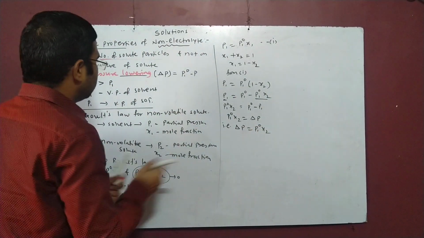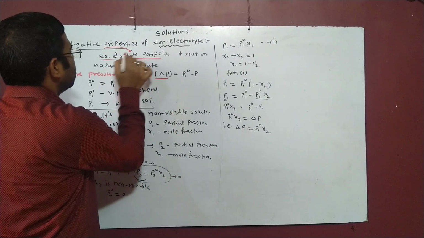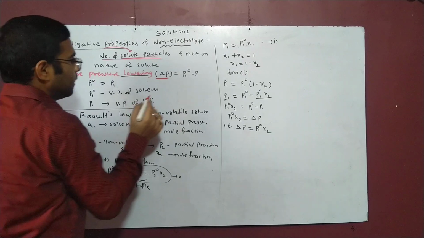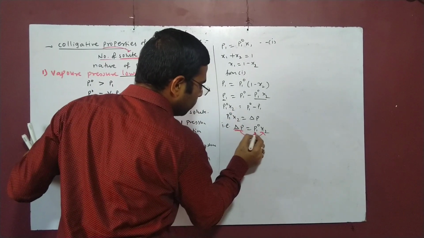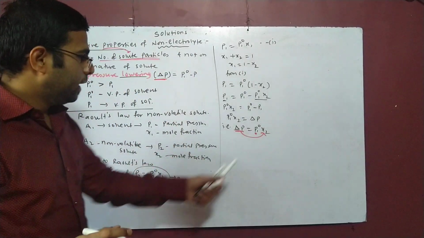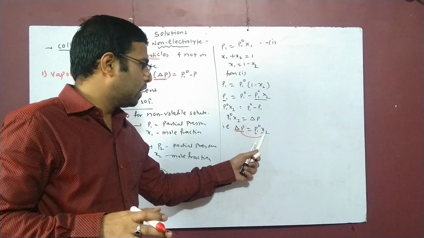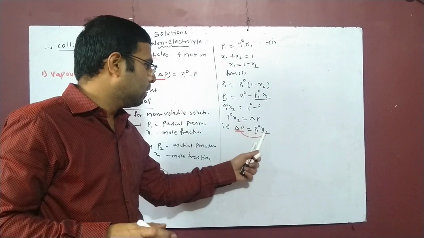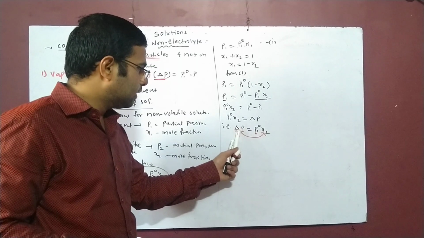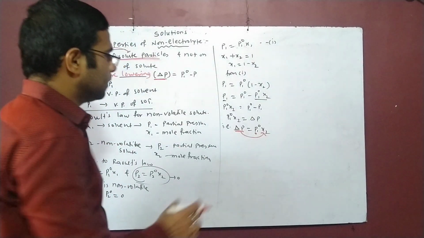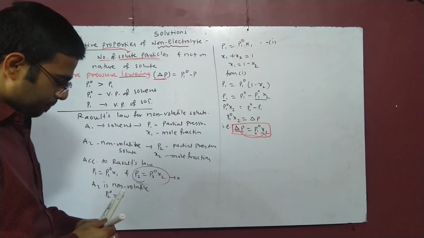See, relative lowering of vapor pressure is a colligative property, which depends upon the solute particles. So here delta P depends upon X2. P1⁰ is going to be constant. X2 is what? The mole fraction of the solute. So delta P depends upon X2. If X2 increases, delta P increases; if X2 decreases, delta P decreases. So here we have proved that delta P is a colligative property. This expression gives us that delta P is a colligative property.